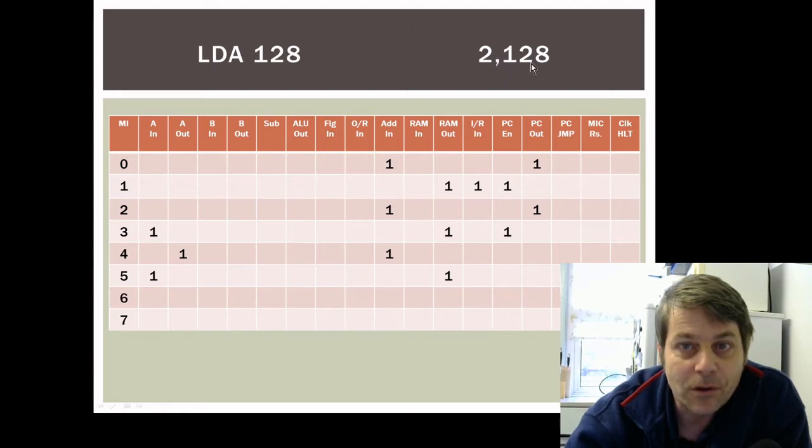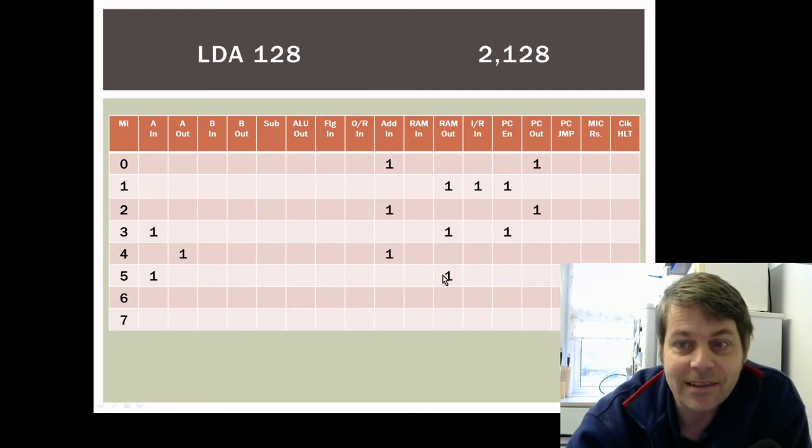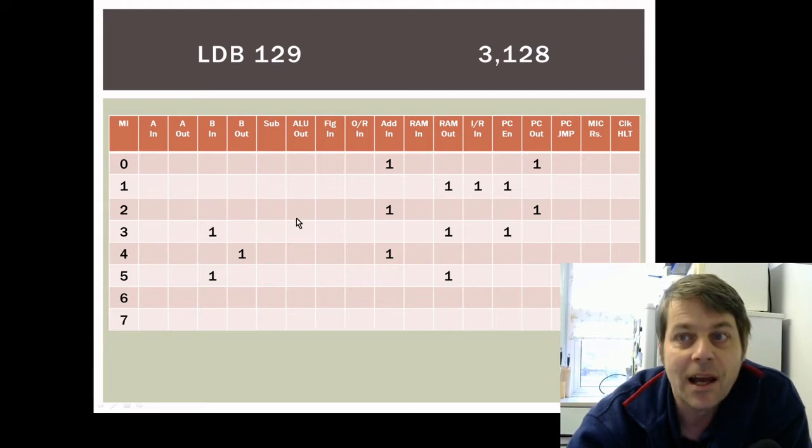So we've loaded the 128 operand into the address register A, but now we need to take A register out, and address register in, and then take RAM out and A in. So we take what's in the value 128 and load it into the A register. For load B, we do exactly the same thing, except this time instead of using the A register, we use a B register.